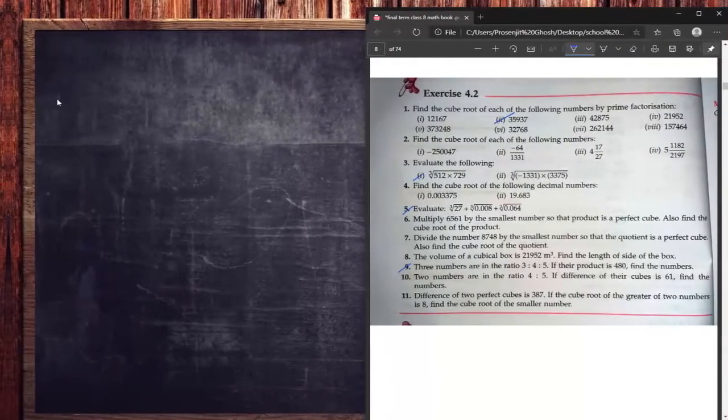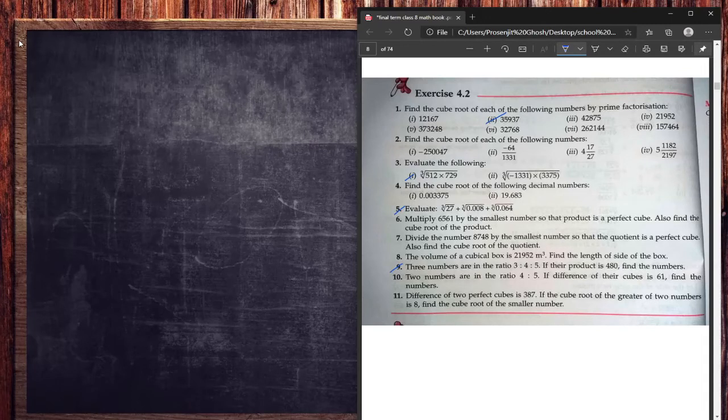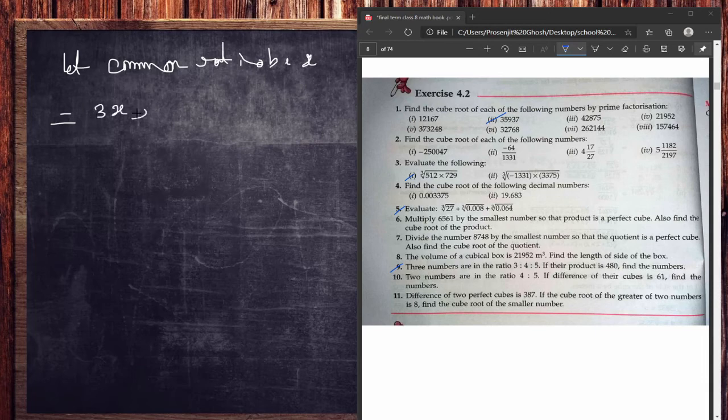That number 9. Three numbers are in ratio. We know that whenever something is given in ratio, we have to take the common ratio to be x. So what are the numbers right now? If the ratio is 3 is to 4 is to 5, the numbers are 3x, 4x, and 5x. If their product is 480, then find the numbers.